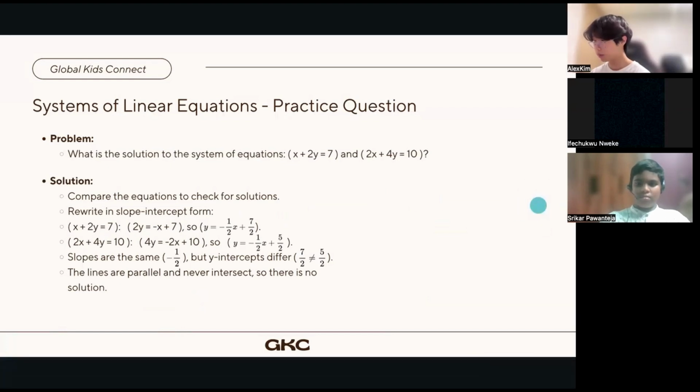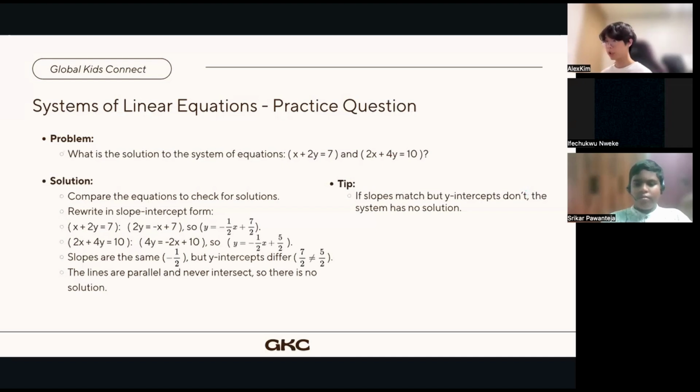Same thing here. And the tip for such questions is that if the slopes match but the y-intercepts don't, the system has no solution.